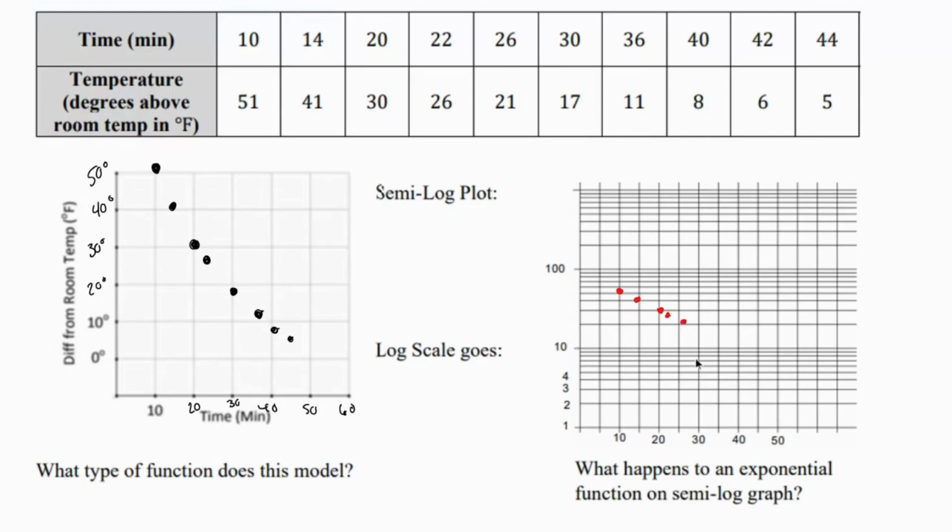30, 17. So here's 10, so 17 maybe right around there. 36, 11, like right above. 48. So here's 40: 2, 3, 4, 5, 6, 7, 8. 42, 6. So 2, 3, 4, 5, 6. Could have done a better job with that dot. And 44, 5.